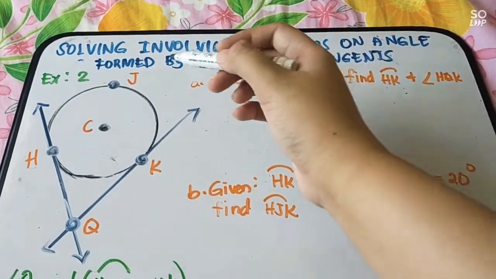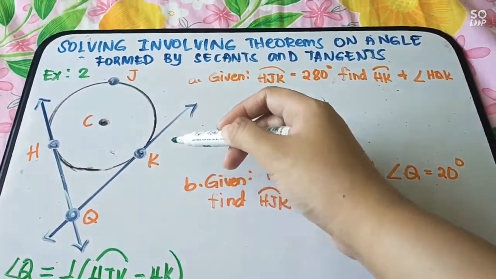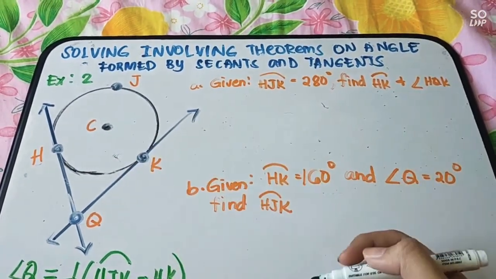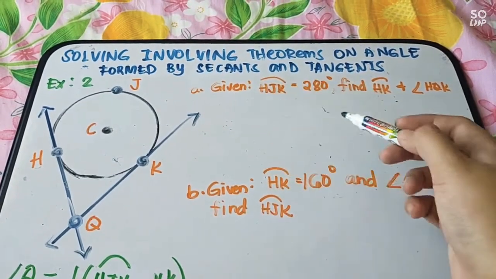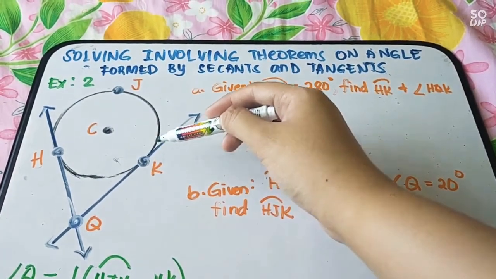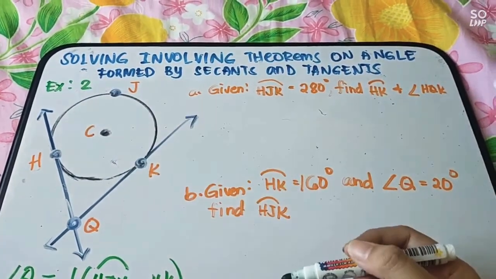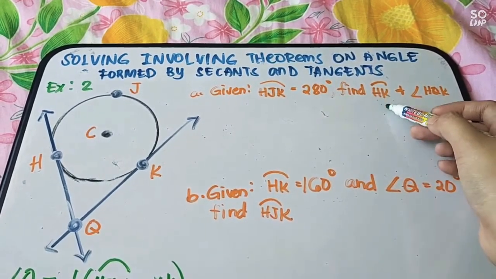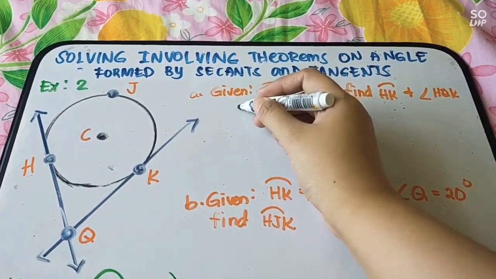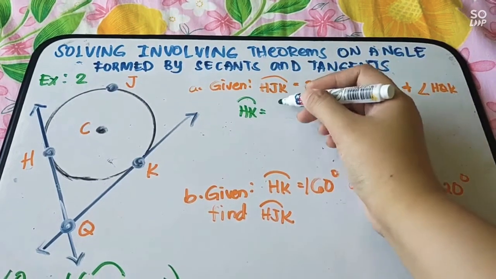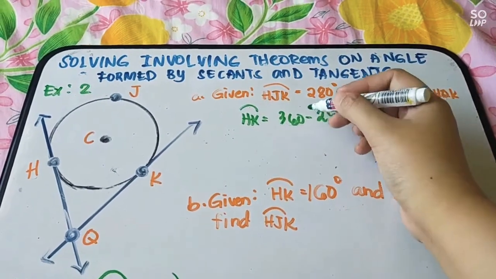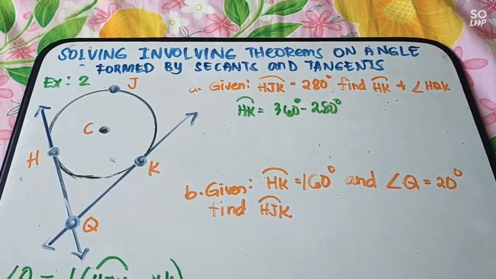So, ang given lang natin ay ito, si HJK. We're going to find for HK and then the angle HQK. So, how will you find this? So, since HJK ay 280, ilan na lang kaya ito? So, ang isang circle natin ay 360, tama? So, for us to find HK, subtract lang natin si HJK dun sa 360. So, for us to find HK, we have 360 minus 280 degrees. So, ganun lang kasimple para makuha mo si HK.